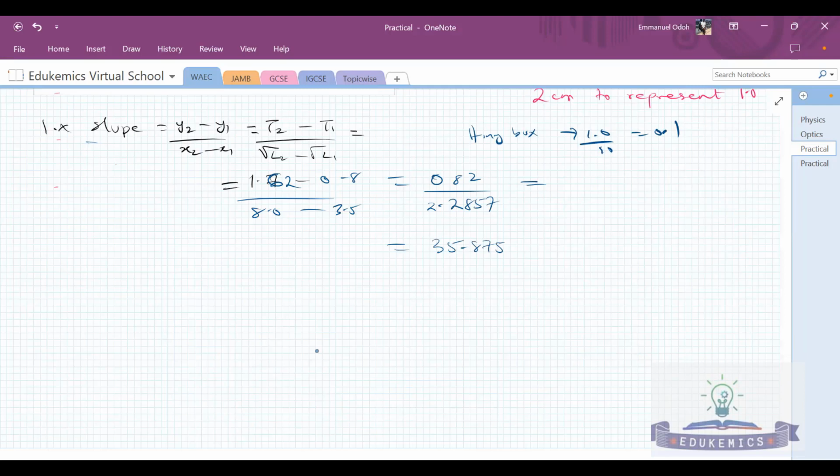What should be the unit? This is time over square root of length. The unit should be time over the square root of length. That can say second something like that. So that is the slope that we have, second per centimeter.